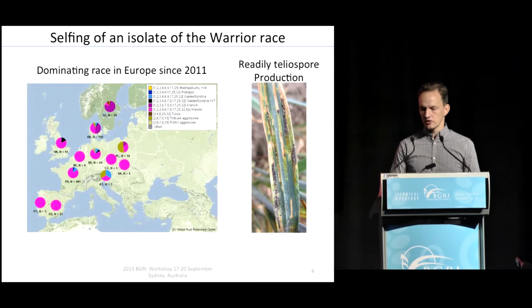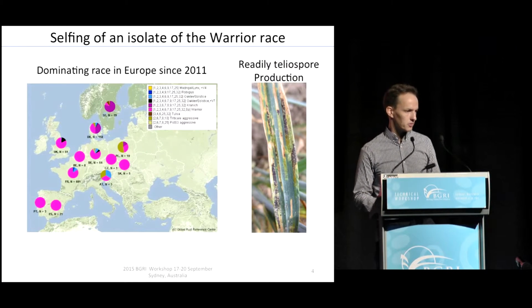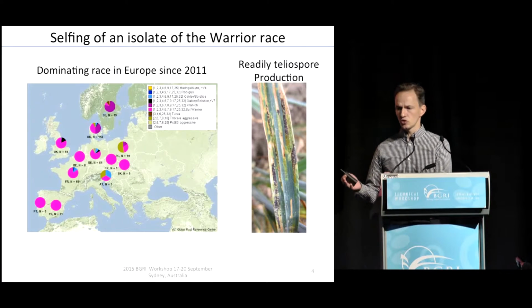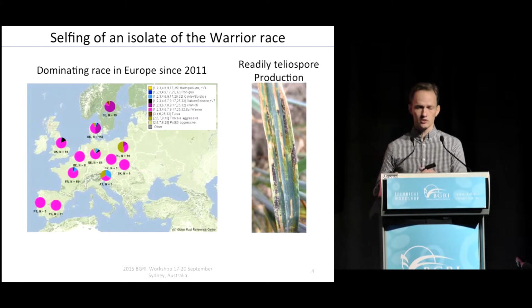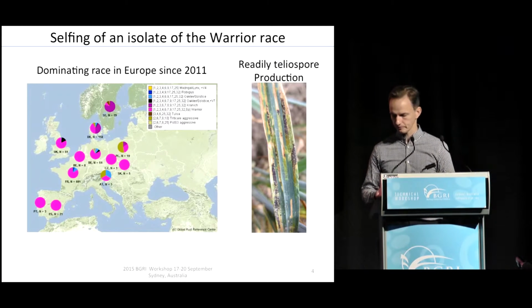One of the important characteristics of this isolate or this race is that it has a readily production of teliospores, and that's of course an important basis for doing sexual reproduction. And this again also separates it a bit from the old European population where you don't see a readily production of teliospores.